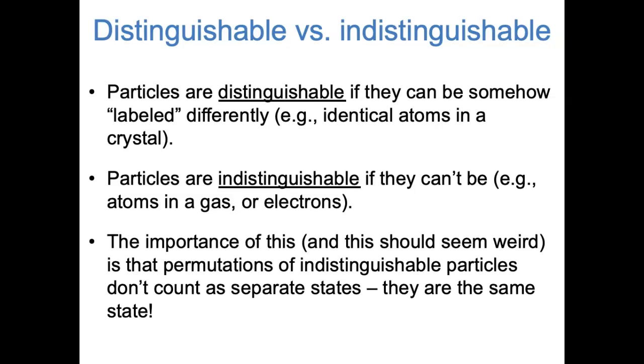The importance of this is that if particles are indistinguishable, it means that different permutations of them don't count as separate states. They are all the same state as each other. That should seem really weird. That's like if the two coin flips we were talking about were indistinguishable, and heads tails and tails heads counted as the same state, and having one heads and one tails was not any more likely than having two heads or two tails.